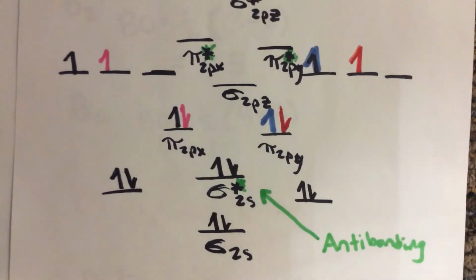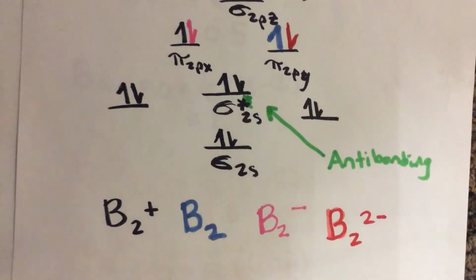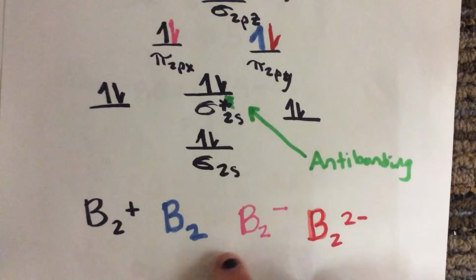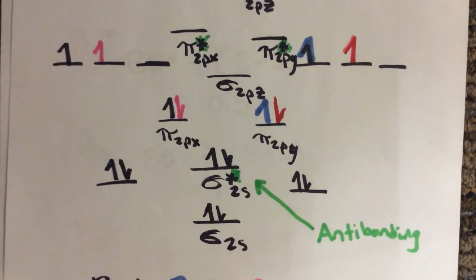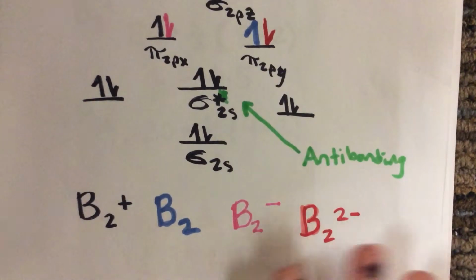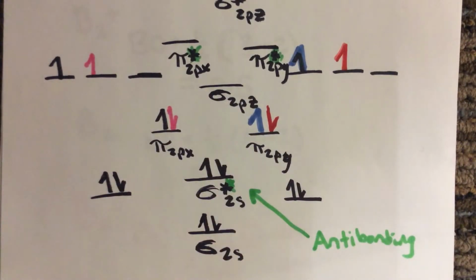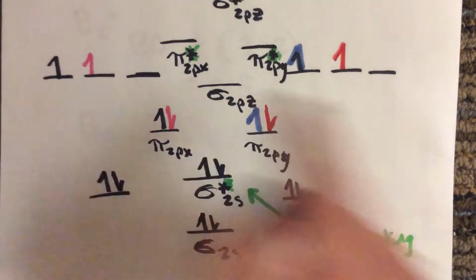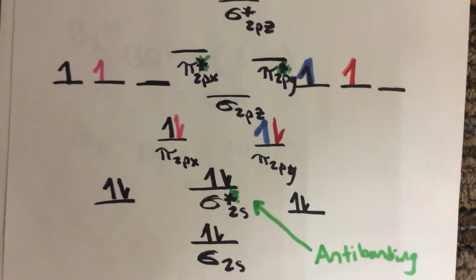What you do here in my diagram is you just add the preceding color. So the black and the blue would be B2. B2- would be represented by the black, blue, and pink here. And B2 2- would be represented by all the colors here. So B2 2- would have the 1, 2, 3, 4, 5, 6, 7, 8 here, and 1, 2, 3, 4, 5, 6, 7, 8 here.